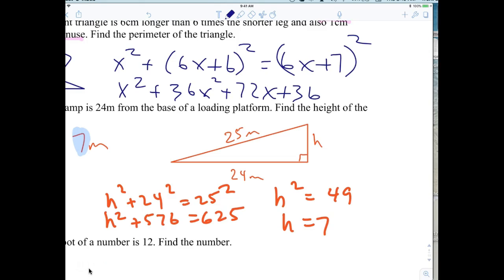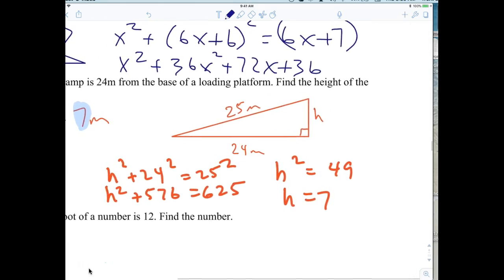The middle term, how did I get 72x? That's right. You did 6x times 6, which is 36. And if you remember, when you do your smiley face on that, there's always the same number twice. So a shortcut is to just say 6 times 6 times 2. What's 6 times 6 times 2? 72x. And then the last one is 6 squared, which is 36. Are we okay with that? Now you should be able to expand 6x plus 7 rather quickly.